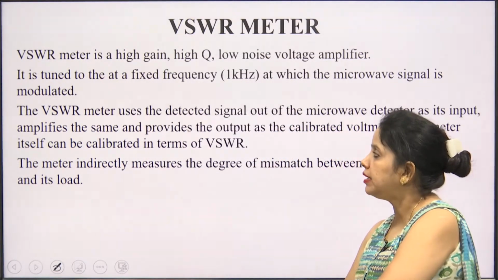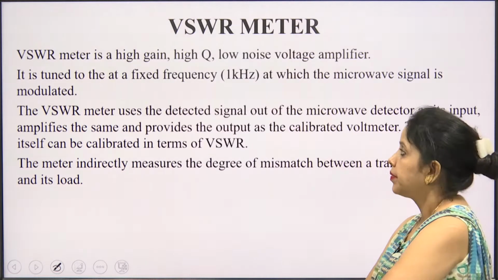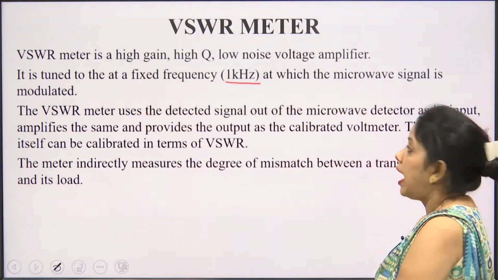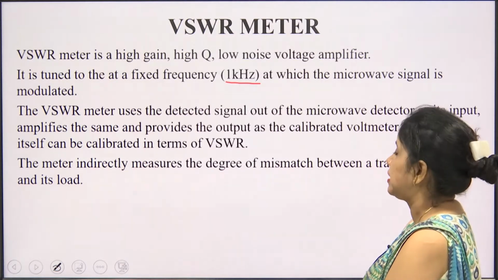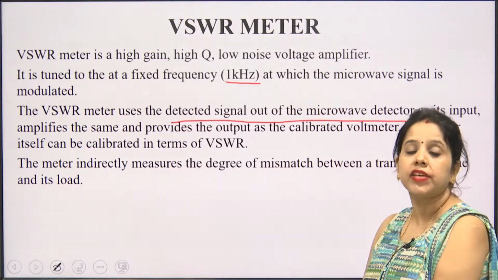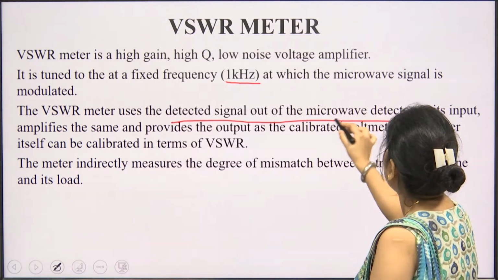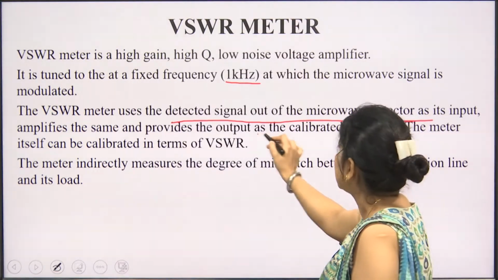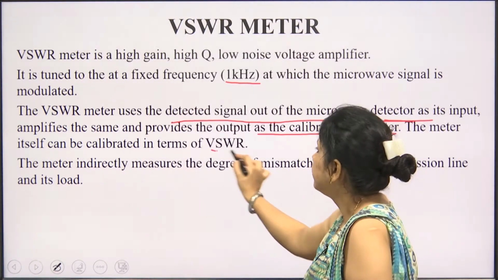The VSWR meter is basically a high gain, high Q, low noise voltage amplifier, and it is tuned to a fixed frequency equal to 1 kilohertz, at which the microwave signal is modulated. The VSWR meter takes as its input the detected signal coming out of the microwave detector. It amplifies that and provides the output as a calibrated voltmeter. The meter itself can be calibrated in terms of VSWR.